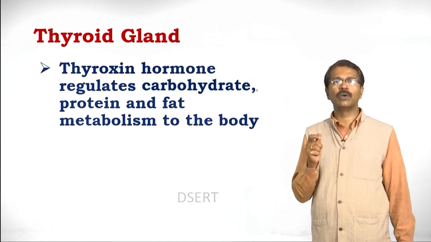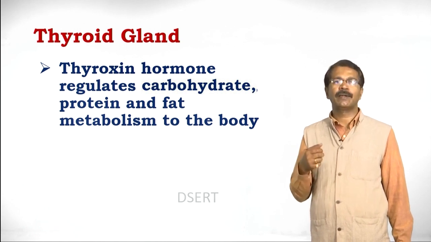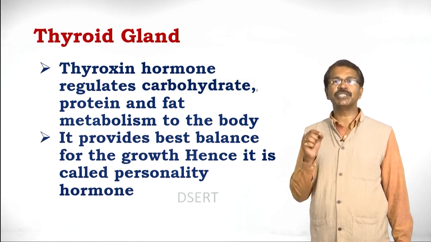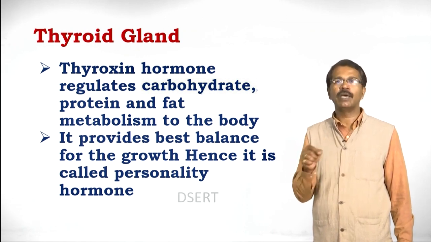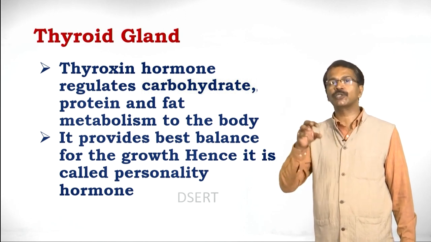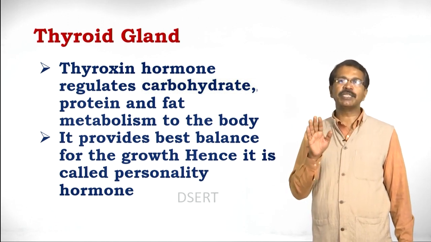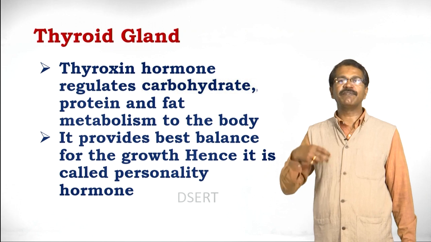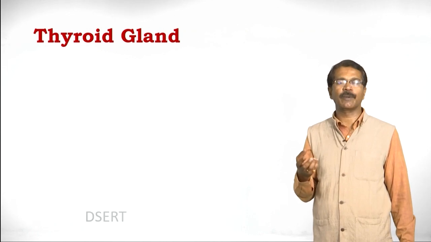This thyroxine hormone regulates carbohydrate, protein and fat metabolism, and it also provides the best balance for growth. Hence it is called the personality hormone, which means thyroxine not only helps in growth, but also regulates which part has to grow faster and which part has to grow slower. This is controlled by the thyroid gland, hence it is called the personality hormone. The physical appearance, the physical personality, is because of the thyroxine hormone.